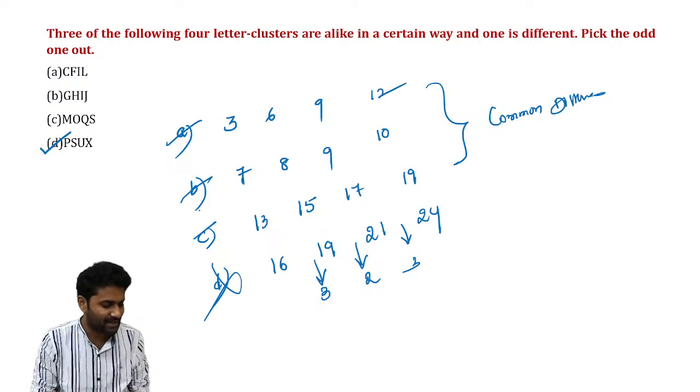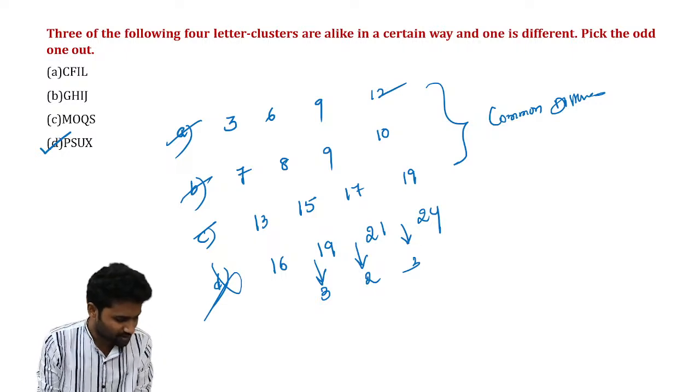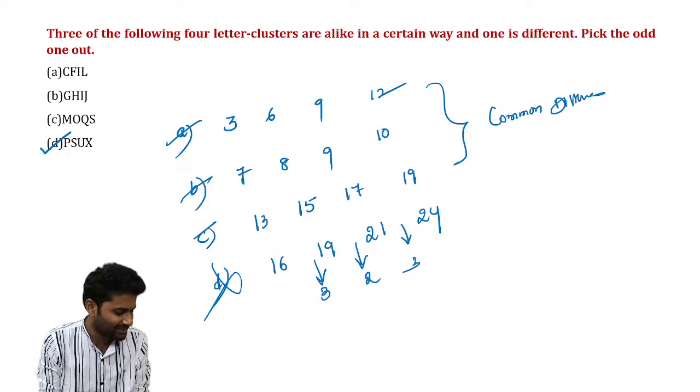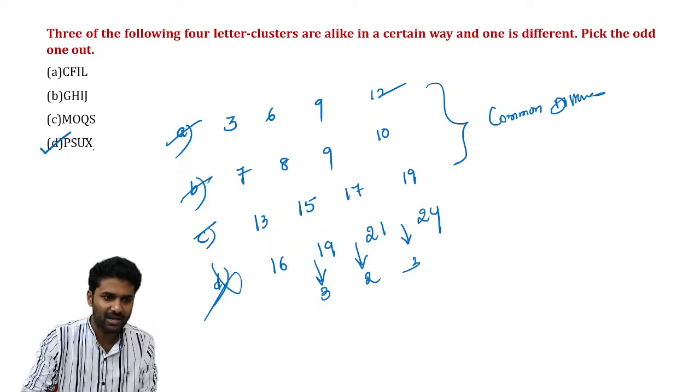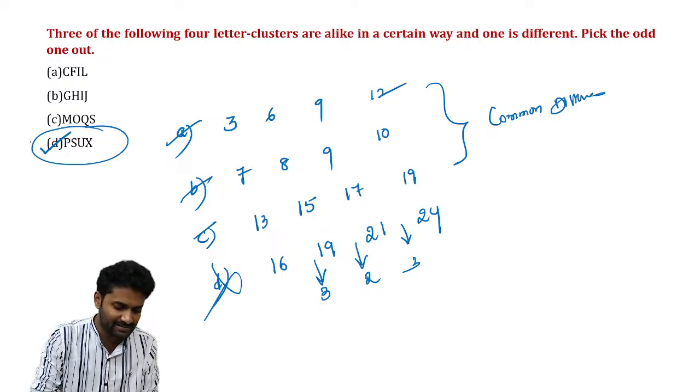Why? Because options A, B, C have a common difference. Joshna, it's PSUX. Ramesh, it's not B, it's D. See, A, B, C have a similar thing, a common difference. D is not similar, like 3, 2, 3. They are different numbers. That's why the odd one out is PSUX.